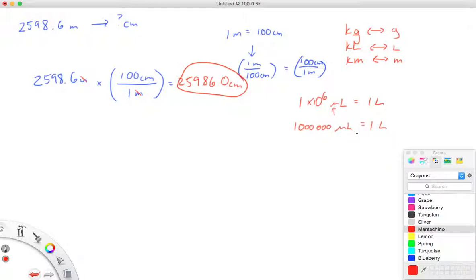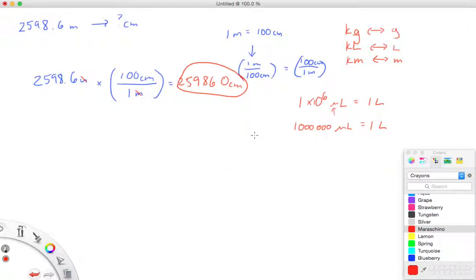This is a conversion factor that you can use as well. And these base units right here, liters, grams, and meters, they're all interchangeable. You could say micrograms equals 1 gram, micrometers equals 1 meter, and so forth. This is how you convert. You set things up with a conversion factor, and then you cancel out the units that appear on the top and appear on the bottom.